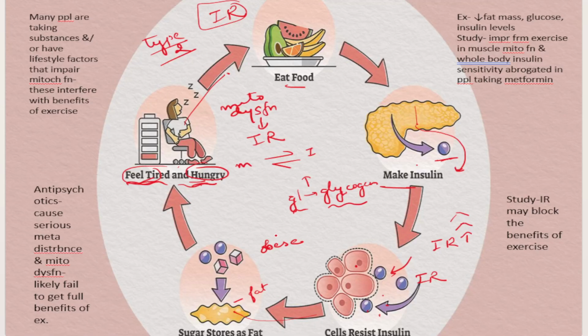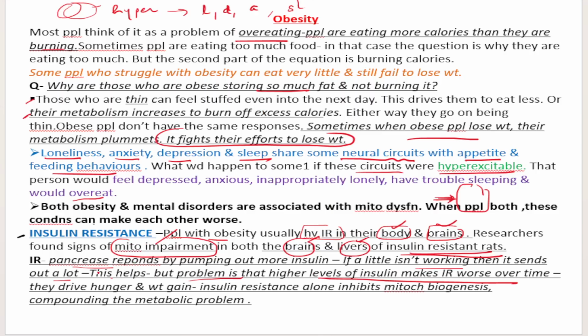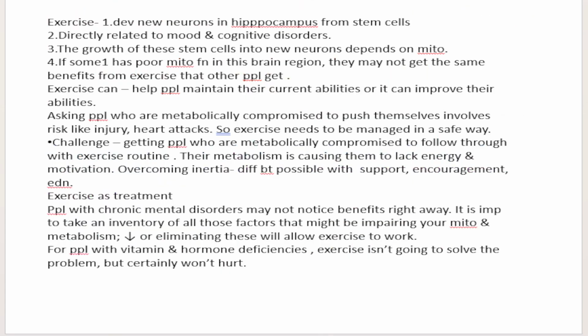And since the insulin and the glucose are not getting converted into glycogen, and the cells are resisting insulin, the sugar is getting stored as fat, so the person is not deriving energy from the food. Now the person feels tired and hungry and eats more food. This is driving hunger and weight gain. And insulin resistance alone inhibits mitochondrial biogenesis. When cells become resistant to insulin, it can inhibit mitochondrial biogenesis. That means it can inhibit the production of more mitochondria, and it can further add to the metabolic problem.